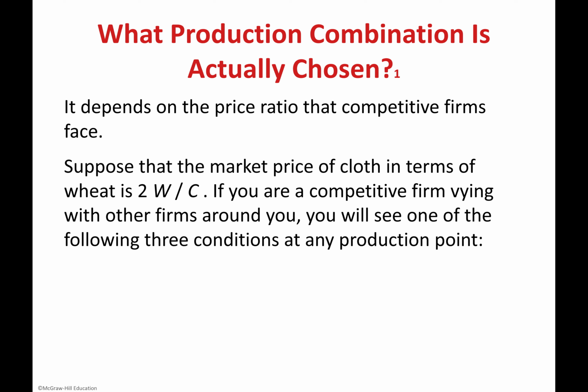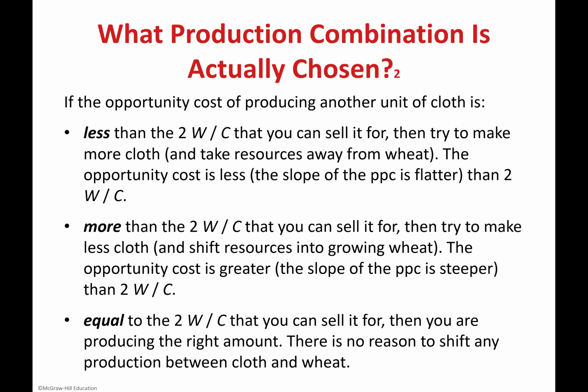So if you're looking to trade that or thinking about producing that, you're going to see one of 3 conditions at any production point. You're either going to see that the opportunity cost of producing another unit of cloth is less than 2 units of wheat per unit of cloth. So you're going to try and make, in that case, more cloth and take resources away from wheat.